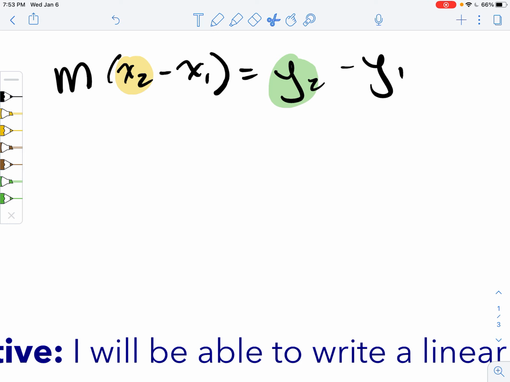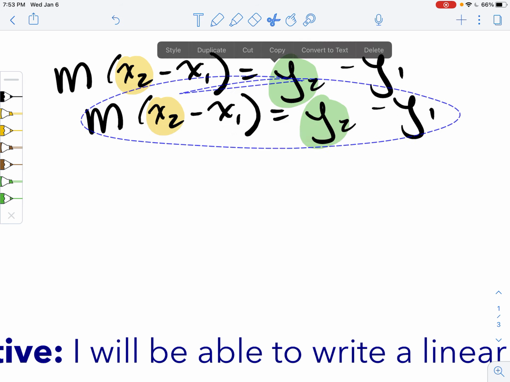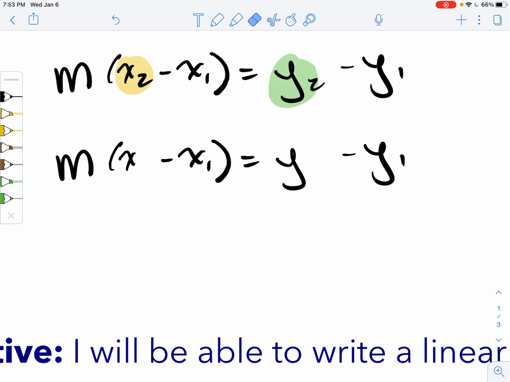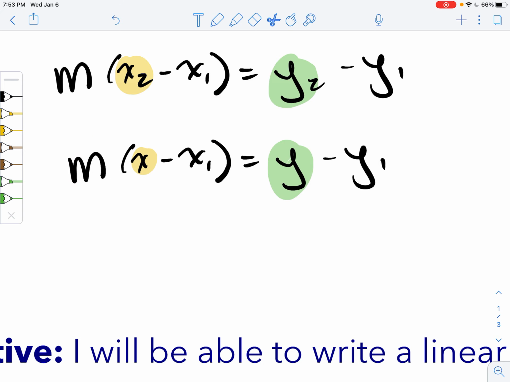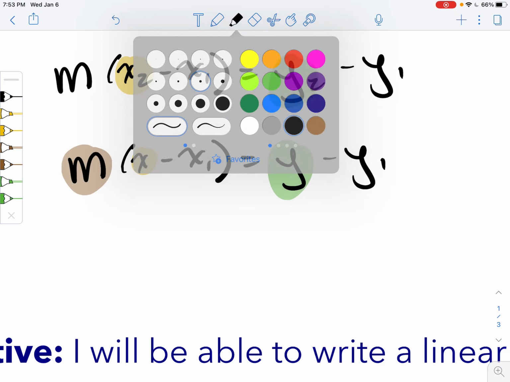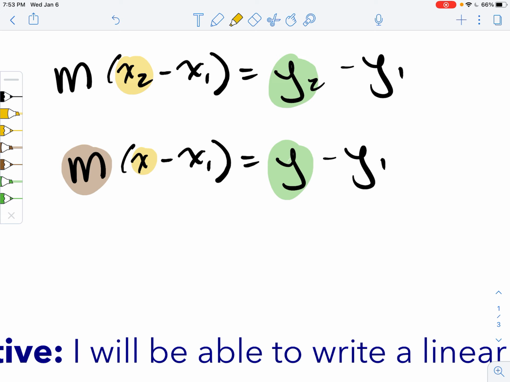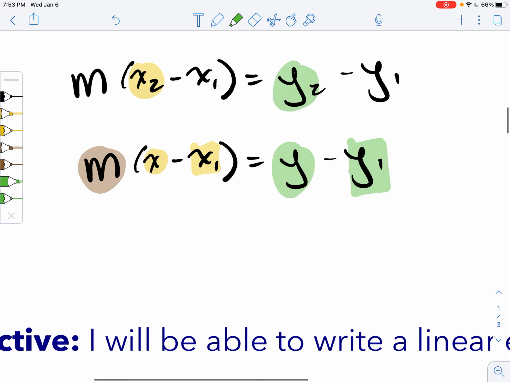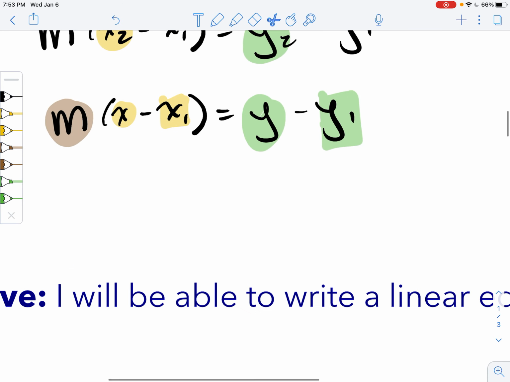I'm going to replace x2 and y2. I'm going to get rid of the 2 and just have x minus x1 and y minus y1. I'm going to leave those alone. Scoot this over. And I have my slope. I have points. I've got x1 and I've got y1. And that's the formula for a line. Isn't that super cool? That's super cool.